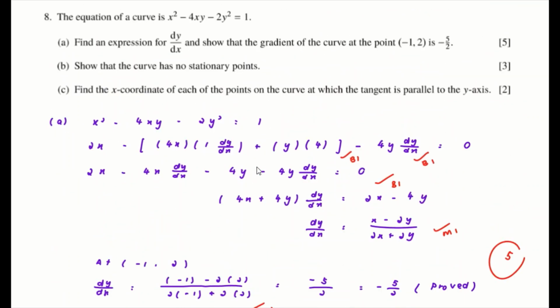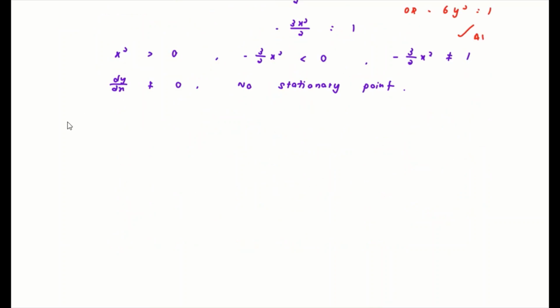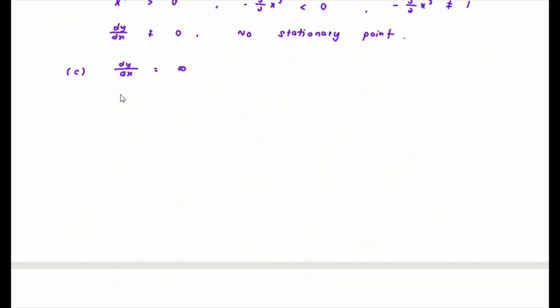Okay, so part c: find the x coordinate for each point on the curve at which the tangent is parallel to the y-axis. If the tangent is parallel to the y-axis, the gradient is infinity, so dy/dx is infinity. If it's parallel to the x-axis, then it's 0, right? So if it's parallel to the y-axis, then it's infinity, meaning your denominator is 0. So the denominator here is 2x plus 2y equals 0.